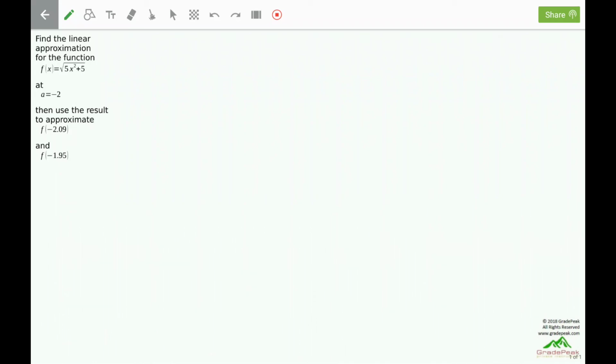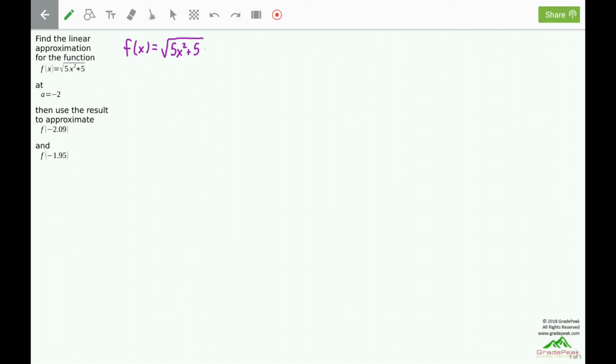Find the linear approximation for the function f of x equals the square root of 5x squared plus 5 at a equals negative 2. Then use the result to approximate f of negative 2.09 and f of negative 1.95. The linear approximation makes use of the function f of x, which is the square root of 5x squared plus 5, as well as its derivative.